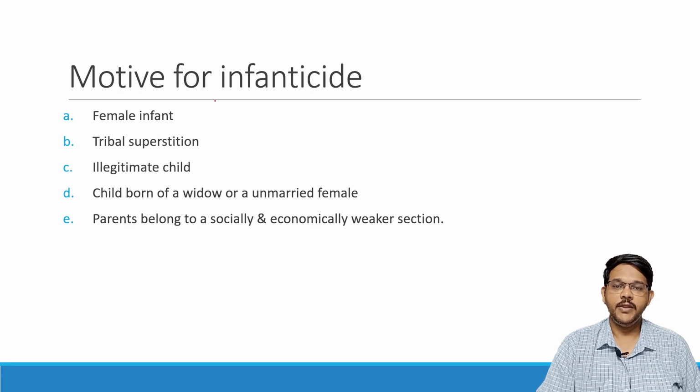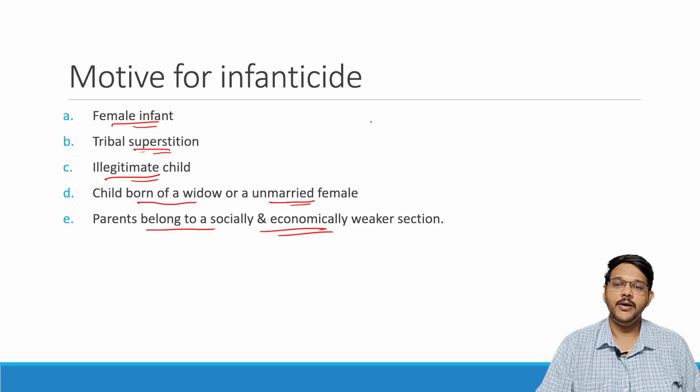There are different motives of infanticide. One is a female infant. In India it is more common that if a female child is born, then the husband or the relatives of the husband try to kill her. Because of some superstition also they kill the child. Sometimes there is an illegitimate child, and the mother may try to kill the child. Sometimes a child born of a widow or unmarried female may be killed. Then parents belonging to a socially or economically weaker section, because they can't afford to raise a child, try to kill the child. These are the different motives of infanticide.